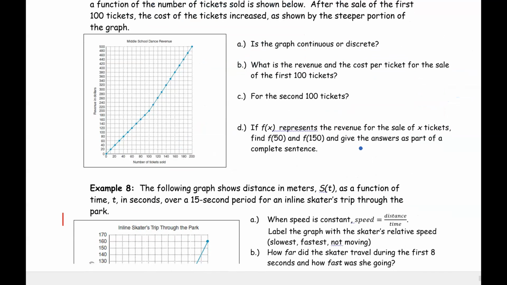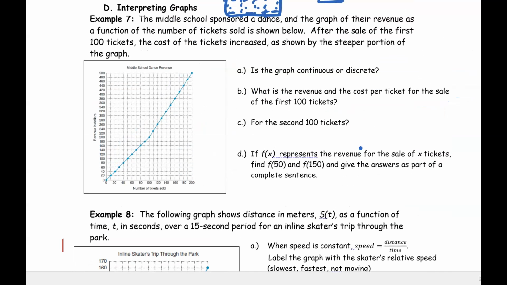So let's jump into D, so interpreting graphs. So now we're going to be given the graph and we're going to be asked some questions about it. So for example 7, the middle school sponsored a dance and the graph of their revenue is a function of the number of tickets it sold below. So the order and how they say this is important. So if revenue is a function of number of tickets, it means the number of tickets is the independent variable, or it's on the x-axis, and then revenue is going to be on the y-axis.